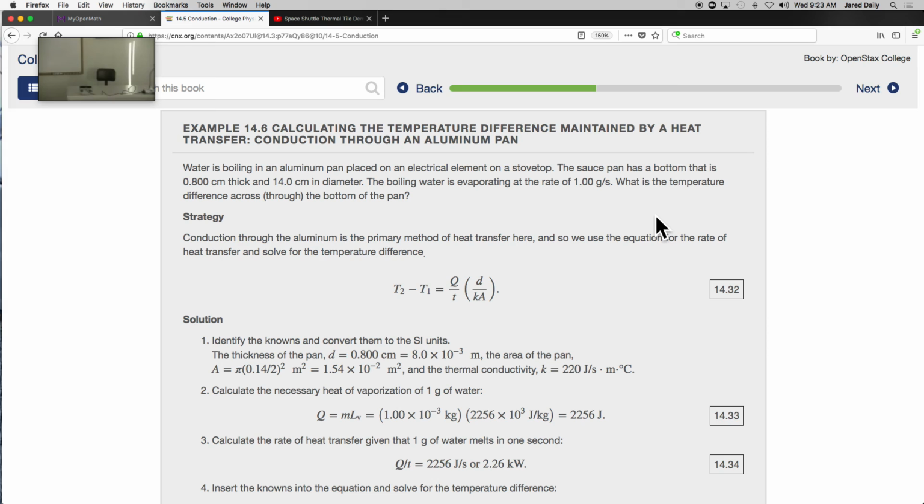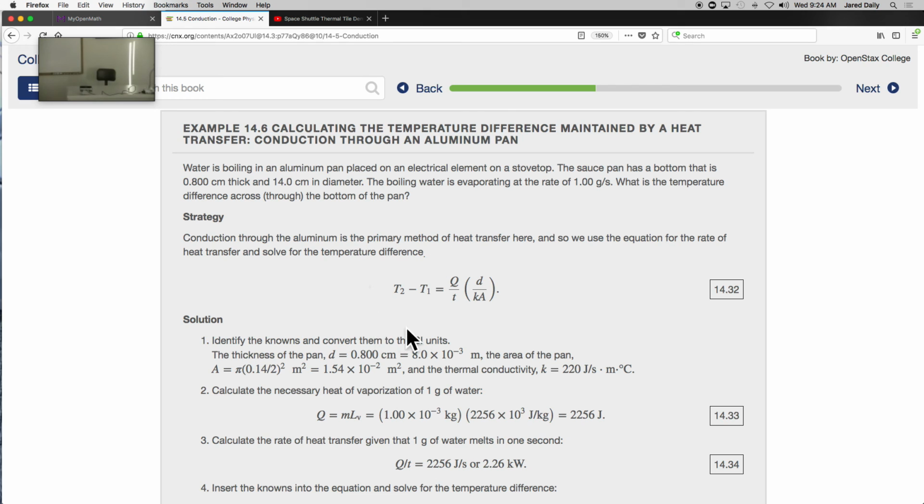So here, let's do conduction through an aluminum pan. This time, they're going to tell us that water is boiling on this electrical element. And the saucepan has a thickness of 0.8 centimeters, and it's 14 centimeters in diameter. That's going to help us to figure out the area. And the boiling water is evaporating at a rate of 1.0 grams per second. So they're telling us an evaporation rate now. That's a little bit different than we've seen before. They want to know what the temperature difference is through the bottom of the pan.